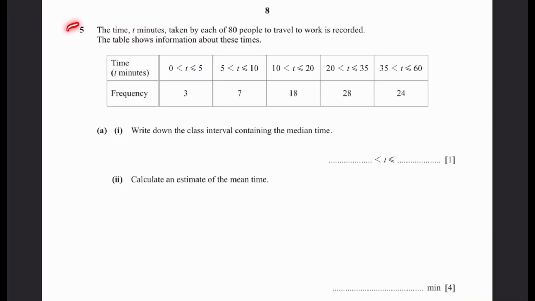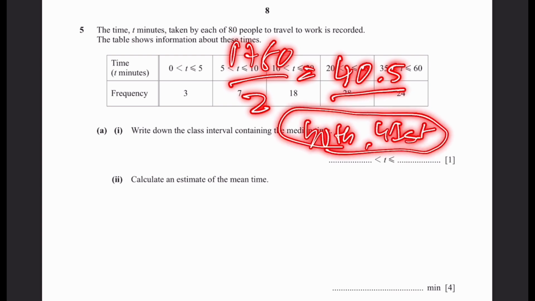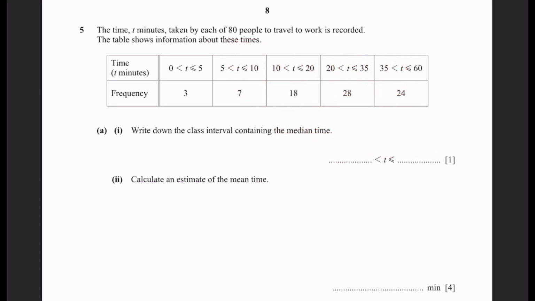The time, T minutes, taken by each of 80 people to travel to work are recorded. The table shows the information about these times. Part A, 1. Write down the class interval containing the median time. The median time will be the time of the 1 plus 80 divided by 2, which is the 40.5, or 40th and 41st people, which are in ascending order, and the time is recorded.